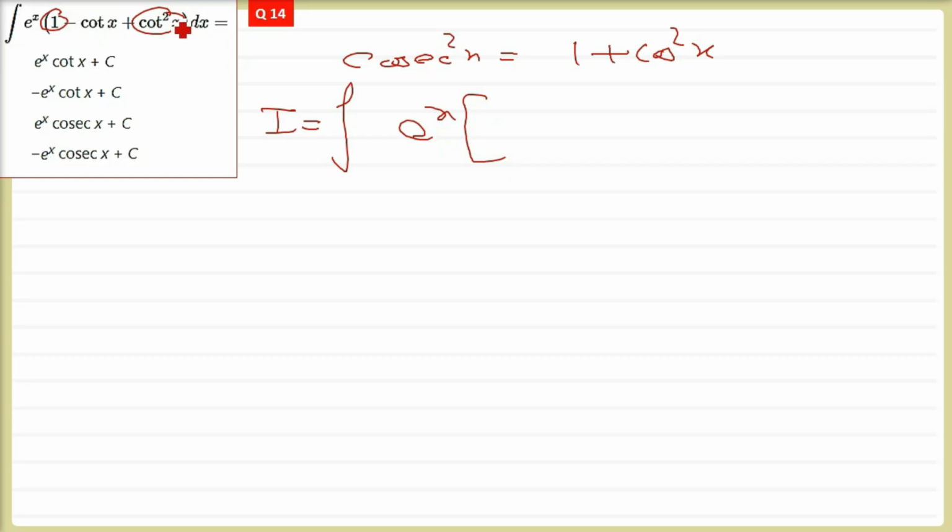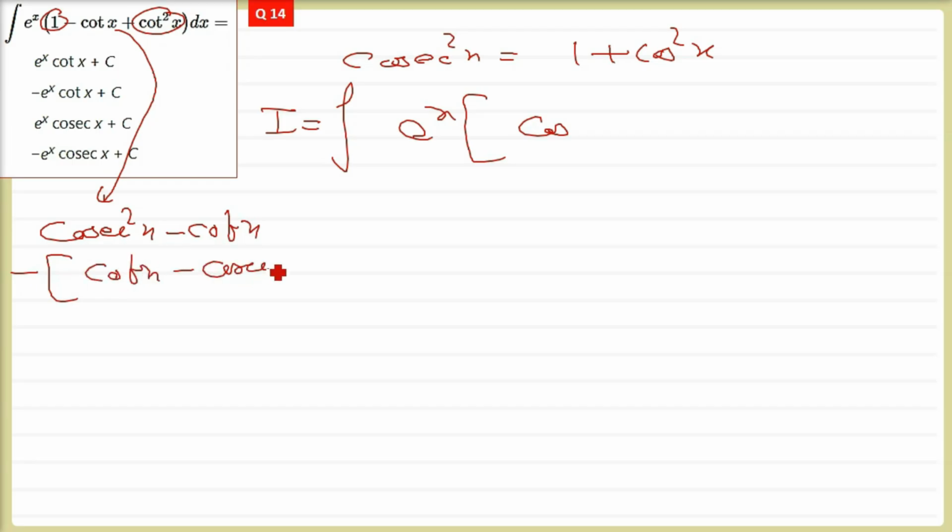The e raised x is outside, and the inside one we'll write like that. That 1 plus cot square theta we'll write as cosec square theta, and this cot theta will be negative. But I will not write it like this, because I can anticipate what is going to come. I will write this cot x first, because cosec square x should be placed first, cot x later. That means you ought to take a negative outside. The question will come as cosec square x minus cot x, but we have to have cot x minus cosec square x. So I've taken a negative outside the integration sign, and we just have to deal with the inside one.